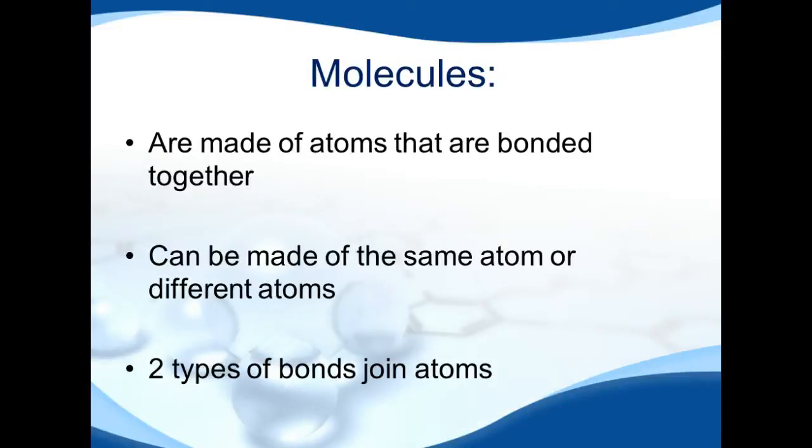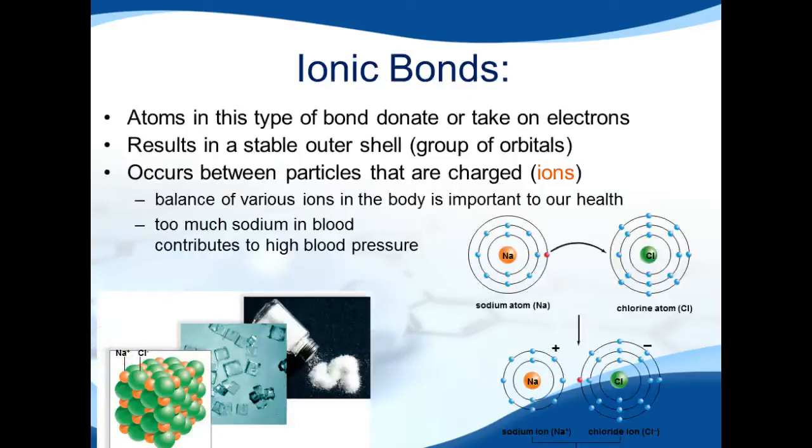So molecules, we said, are made of atoms that are bonded together. So a molecule can be made of the same atom, or it can be made of different atoms. And there are a couple of different types of bonds that we're going to look at that join atoms together. The first type of bond is the ionic bond. Atoms that are involved in an ionic bond either donate or they take on electrons from another atom. So the end result here is a stable outer shell.